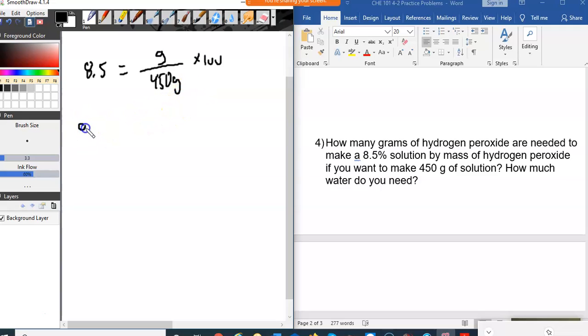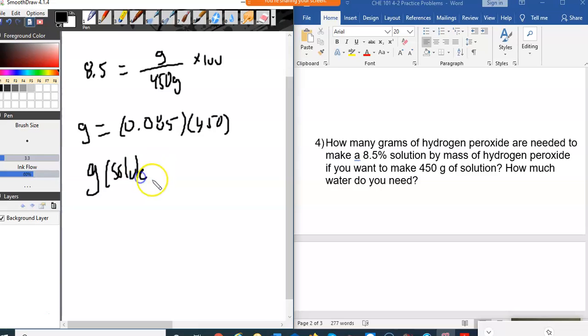All right, so your grams is going to equal, let's see, move over 2 places, 0.085 times the 450. So 0.085 times 450, we get the mass. This is the mass of our solute, which is our hydrogen peroxide, equals 38.25 grams.